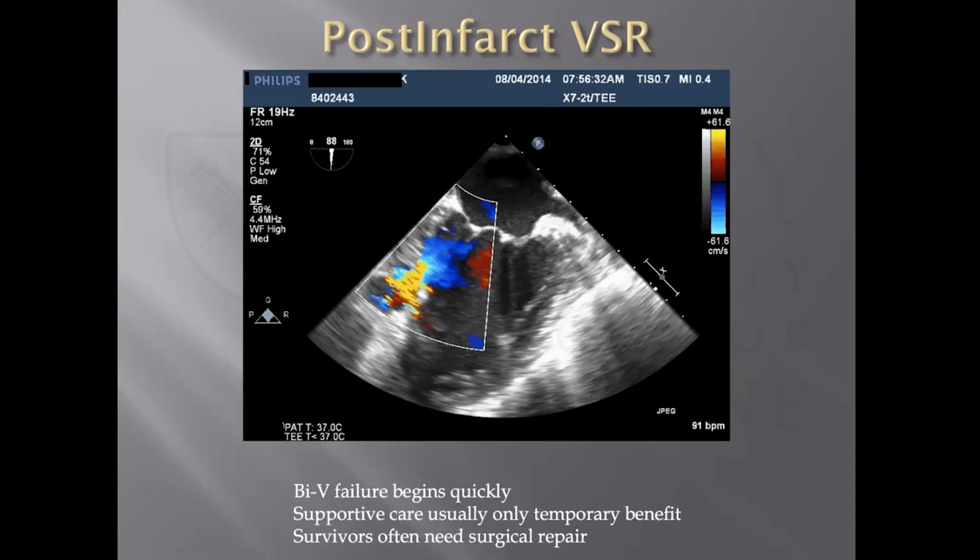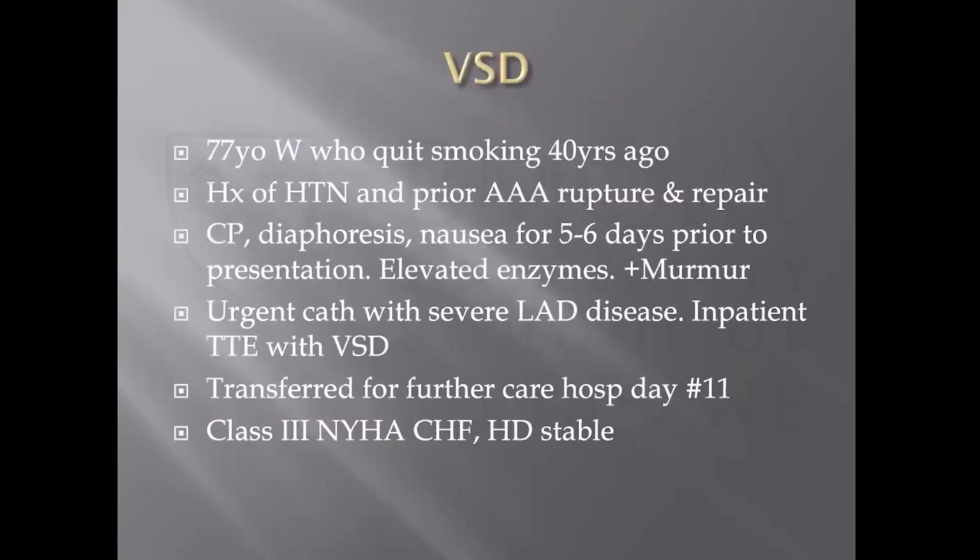So an Impella here can help to a degree in just biding some time, because the more time you allow these to heal, the more chance that you can put sutures through it or have a device hold. And in that case, it's a 77-year-old patient who was a prior smoker, with a prior AAA rupture, who presented with an infarct a week prior to presentation, had that same kind of murmur, was cathed, found to have severe LAD disease, and was found to have a VSD.